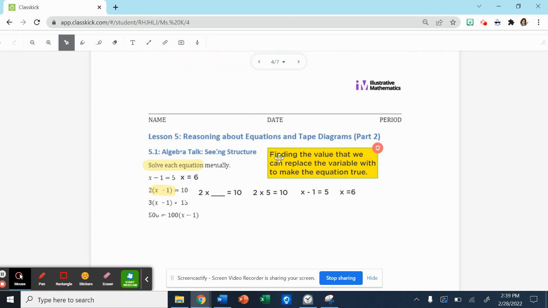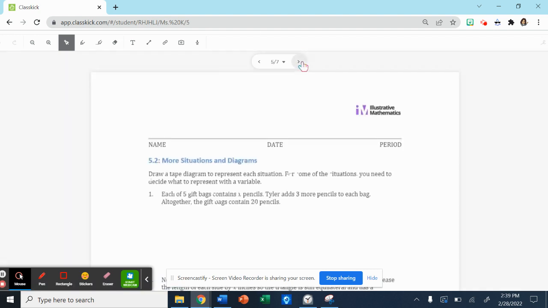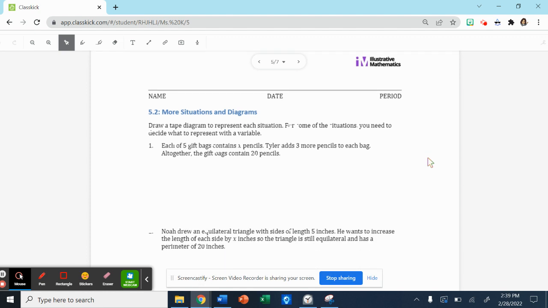In the rest of our learning today, we'll be looking at solving equations that involve tape diagrams, and that should feel a little bit more familiar. Meet me on slide 5. Slide 5 says, draw a tape diagram to represent each situation. For some situations, you need to decide what to represent with a variable. Question 1. Each of 5 gift bags contains x pencils. Tyler adds 3 more pencils to each bag. Altogether, the gift bags contain 20 pencils.